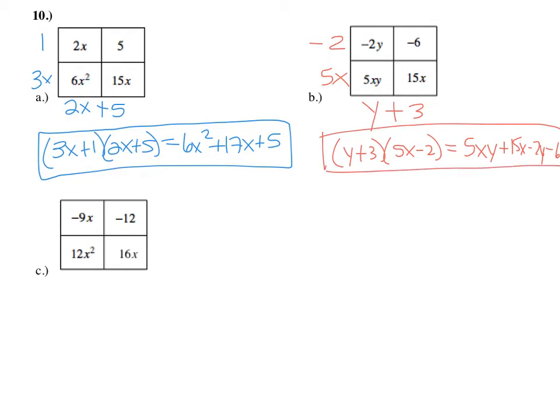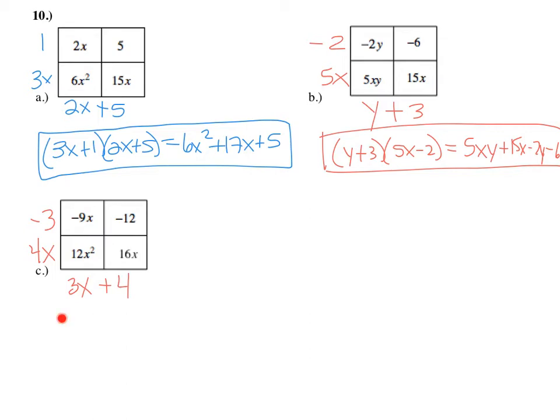Letter C. So negative 9x and negative 12x, they're both divisible by negative 3. 12x squared and 16x, they're both divisible by 4x. Negative 9x and 12x squared, both divisible by 3x. Negative 12 and 16x, both divisible by 4.